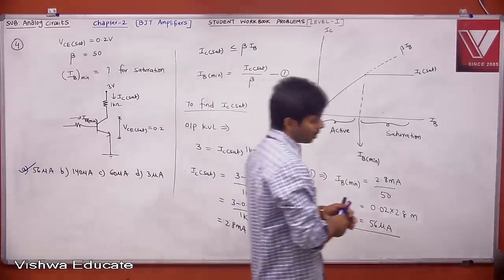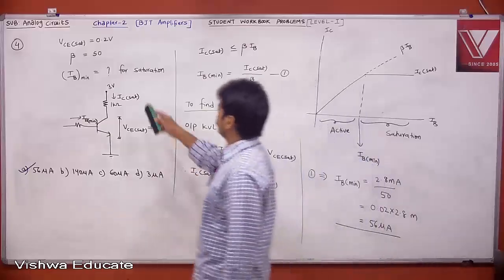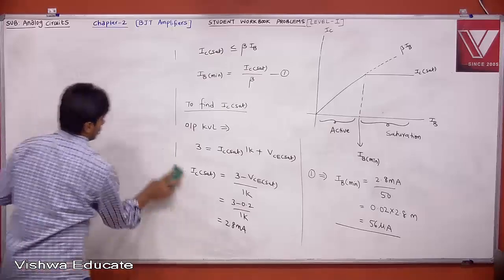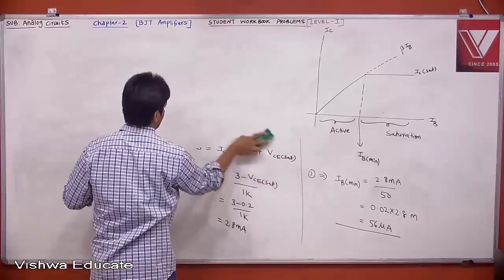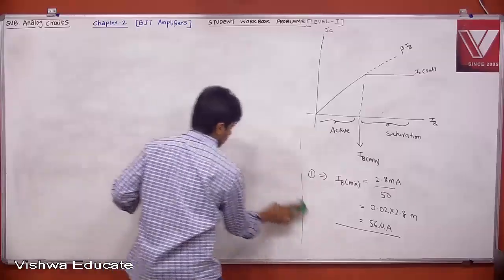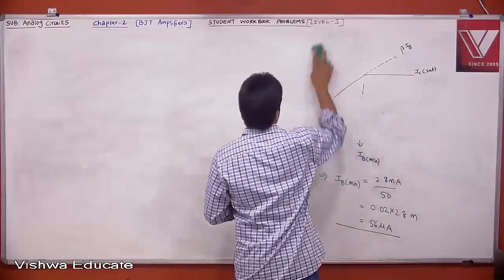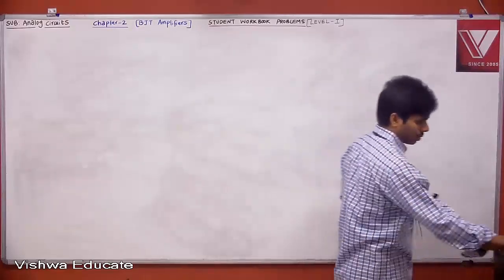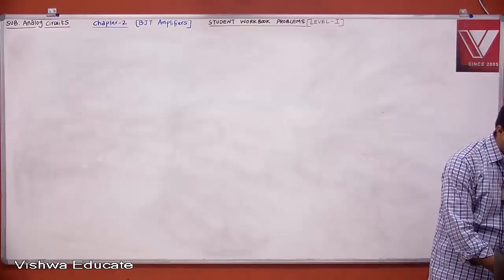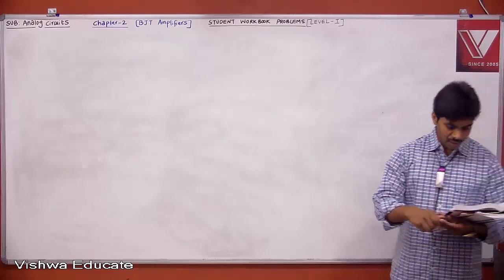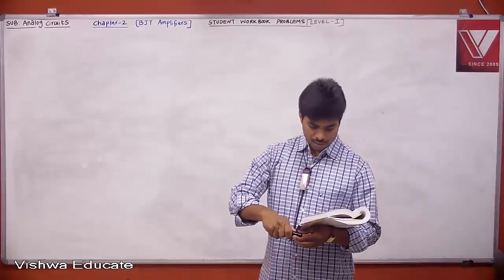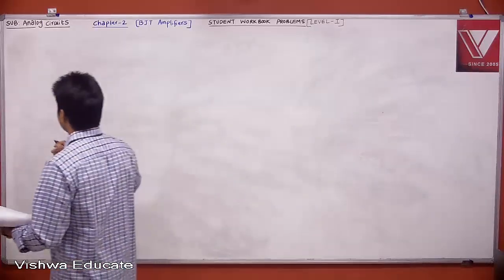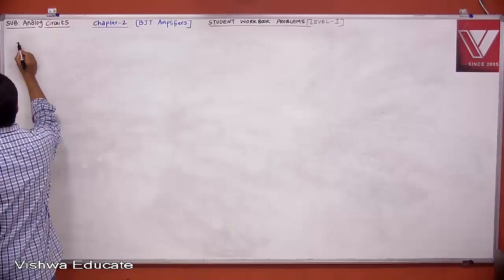Done. Now let's see problem number 5. Assuming that the beta of the transistor is extremely large, and VBE is equal to 0.7, then find IC and VCE in the circuit shown in the figure. Problem number 5.